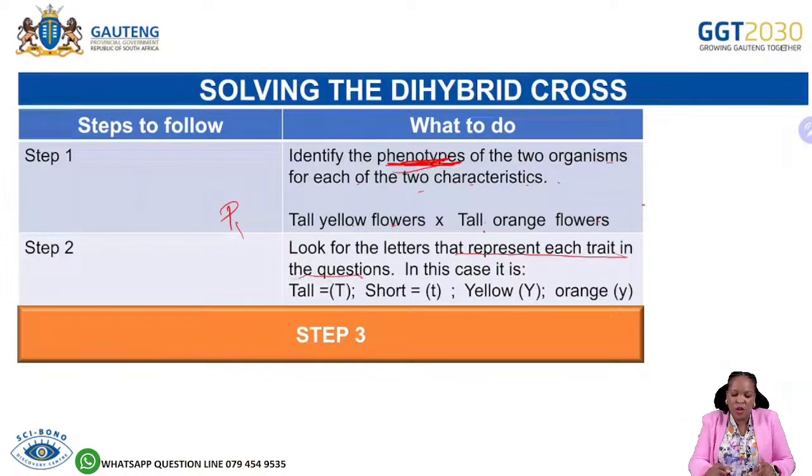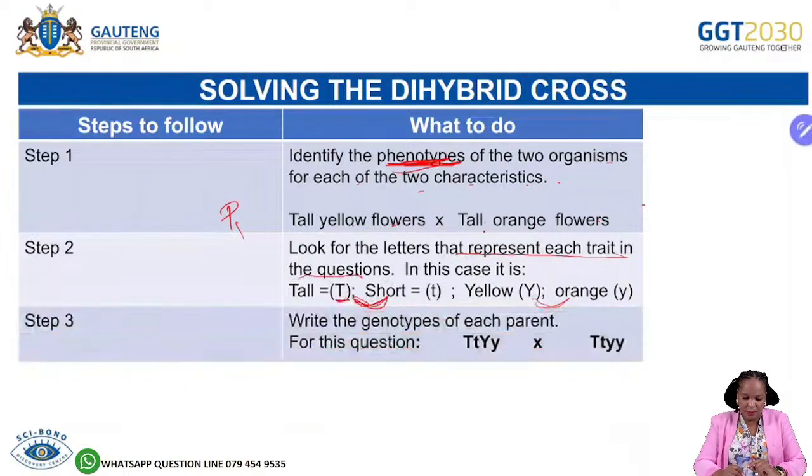Then you do the cross. So you must go to the question and identify the letters that are going to represent each trait. For height, which letter are we going to use? We are going to use letter T. Then for the color of the flower, that is the second trait, we are going to use which letter? Y. Y for yellow dominant, orange recessive. So we have identified our letters.